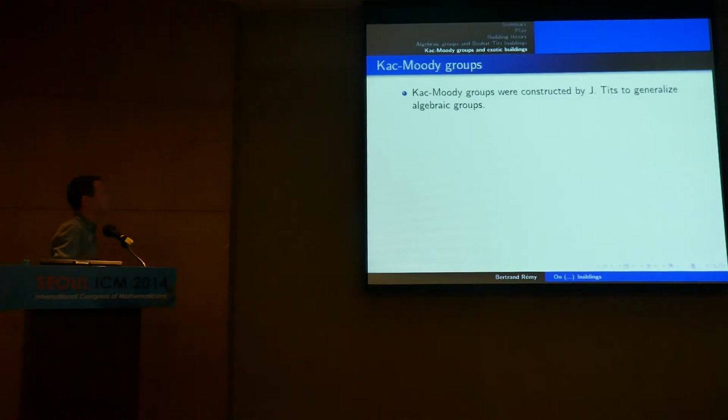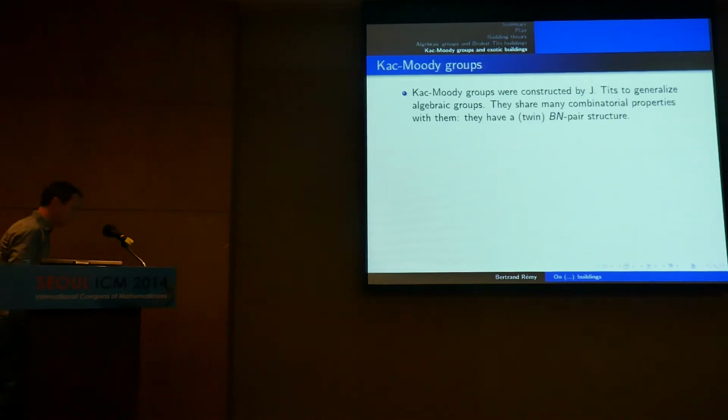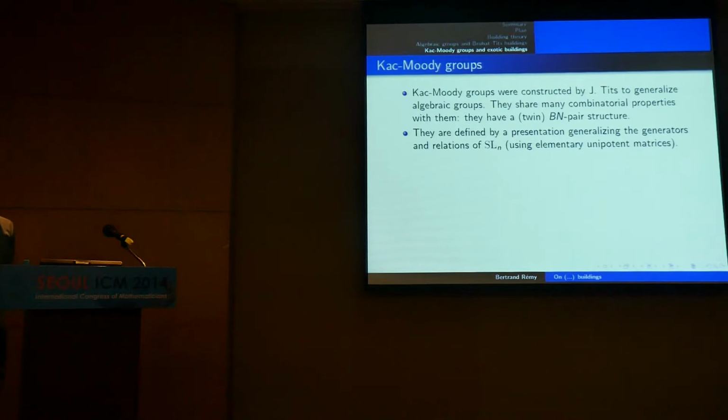Okay, so I have to introduce them quickly. So Kac-Moody groups were constructed by Tits again to generalize algebraic groups, but in some sense the definition, for those who like algebraic geometry, is disappointing because there is no geometry, there is no structure from algebraic geometry at all on these groups. They are defined by generators and relations in a way which generalizes Steinberg's presentation of SLN, or actually of any simply connected split algebraic group.